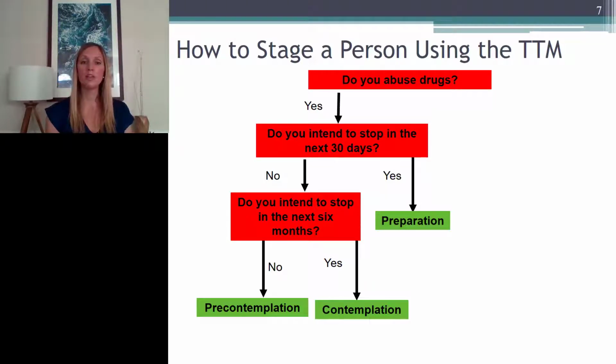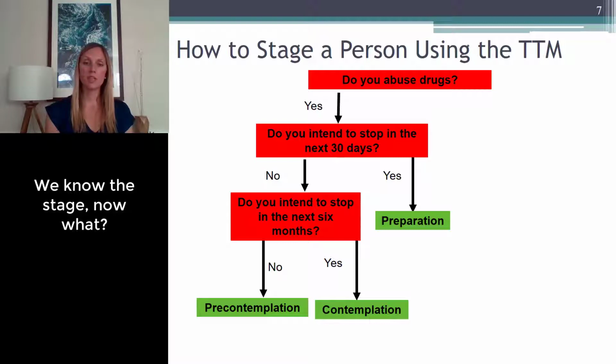If they say no, then you need to dig a little deeper and ask them, do you intend to stop in the next 6 months? If they say no, that means they're in the pre-contemplation stage. They have no intention of changing in the near future. But if they say yes, that means they're in the contemplation stage and need to be nudged a little bit further towards making that behavior change.